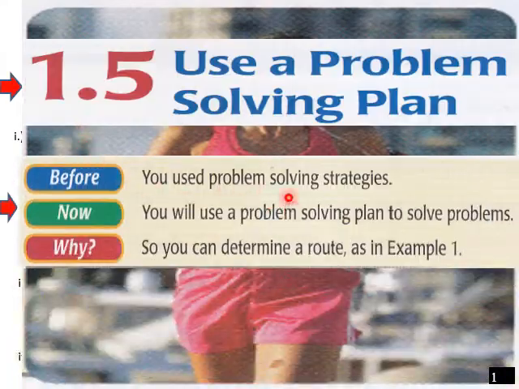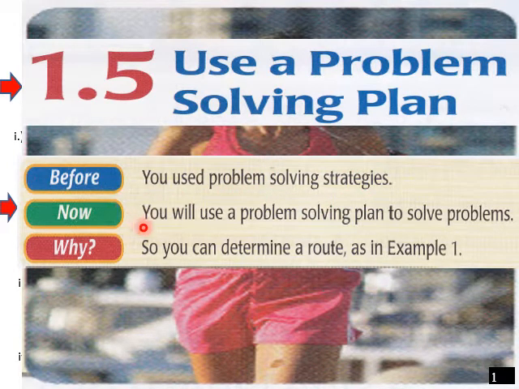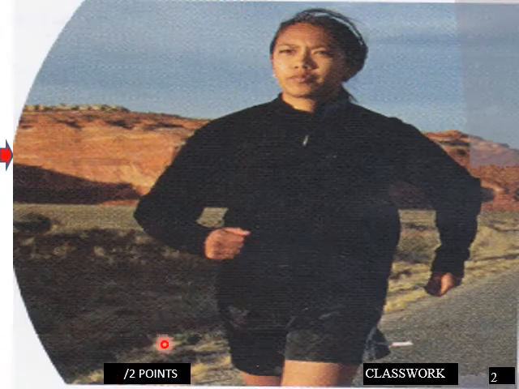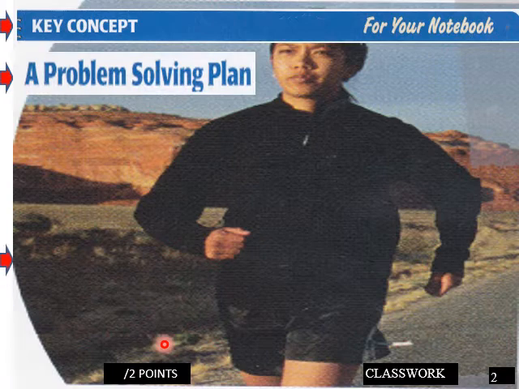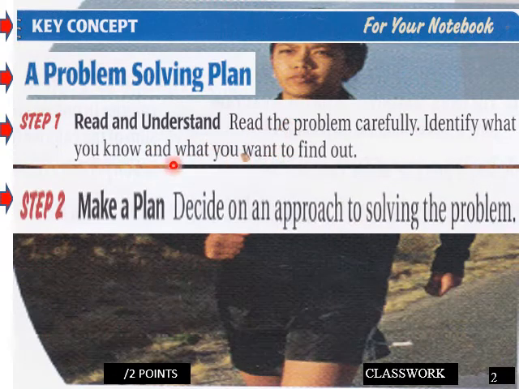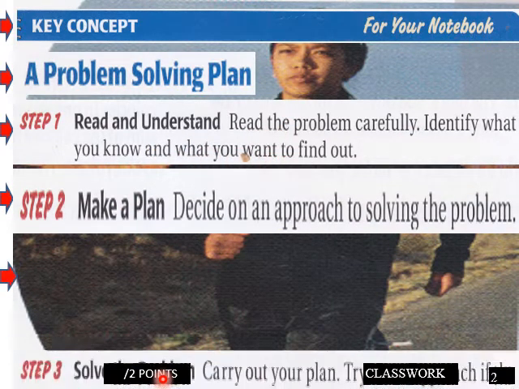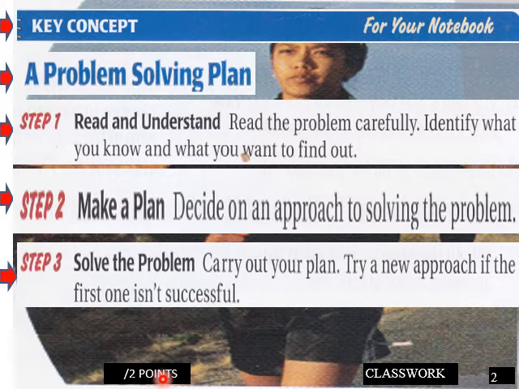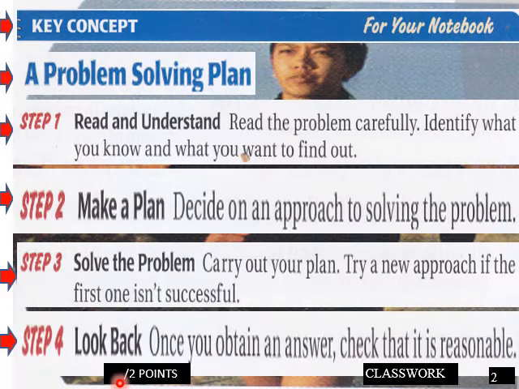Okay, use a problem-solving plan. Use problem-solving strategies to solve word problems like the bell work. You will use a problem-solving plan to solve some problems here. Step 1, read and understand: read the problem carefully, identify what you know and what you want to find out. Step 2, make a plan: decide on an approach to solve the problem. Step 3, solve the problem: carry out the plan, and try a new approach if the first one isn't successful. Step 4, look back: once you obtain an answer, check that it is reasonable.